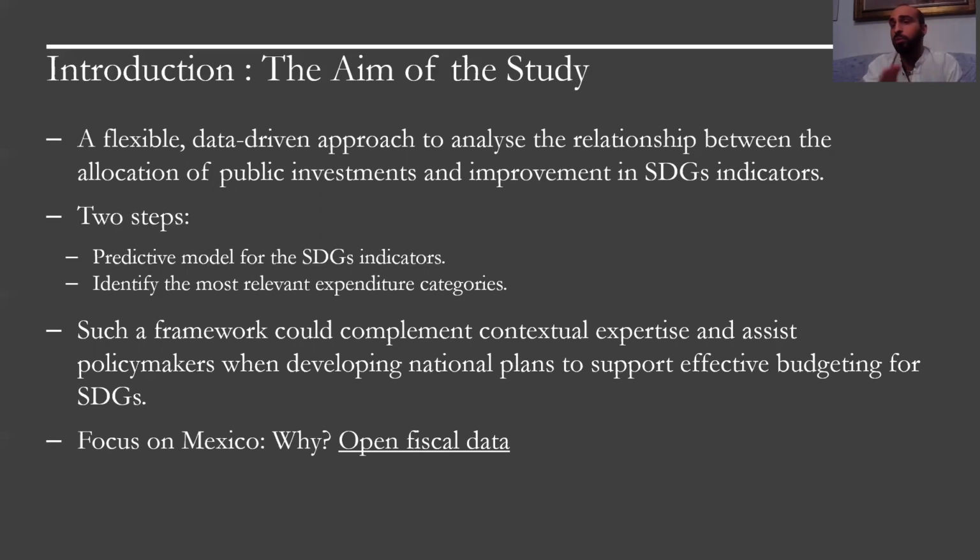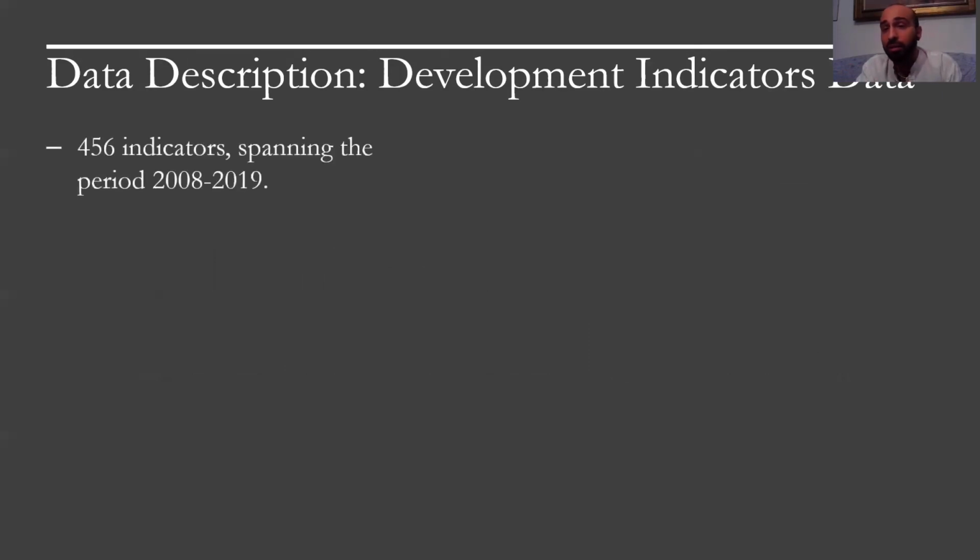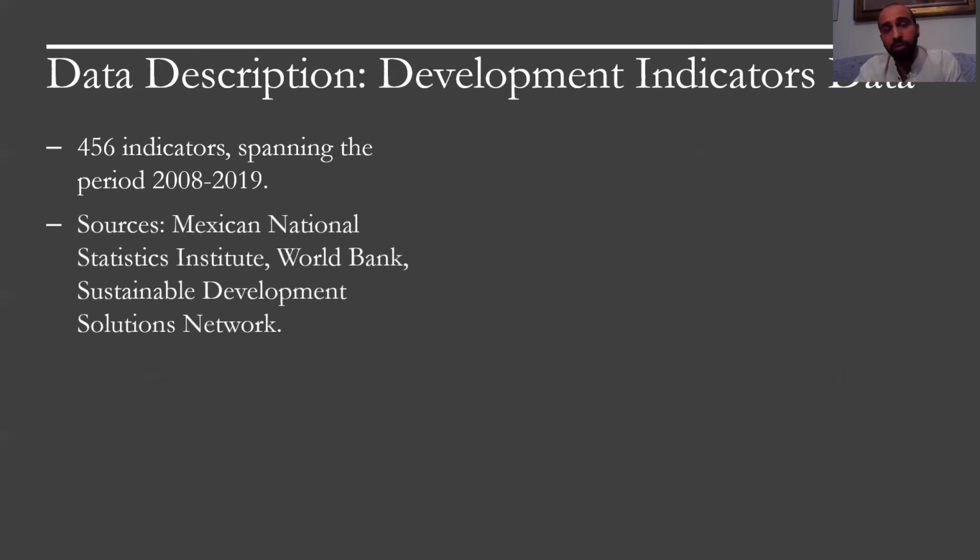Okay, and since we are talking about data now, let's have a quick overview of what we are going to use in our analysis. So we collected the information on 456 indicators that are measured on a yearly basis, and that span the period between 2008 and 2019. They come from different sources: the Mexican National Statistics Institute, the World Bank, the Sustainable Development Solutions Network.